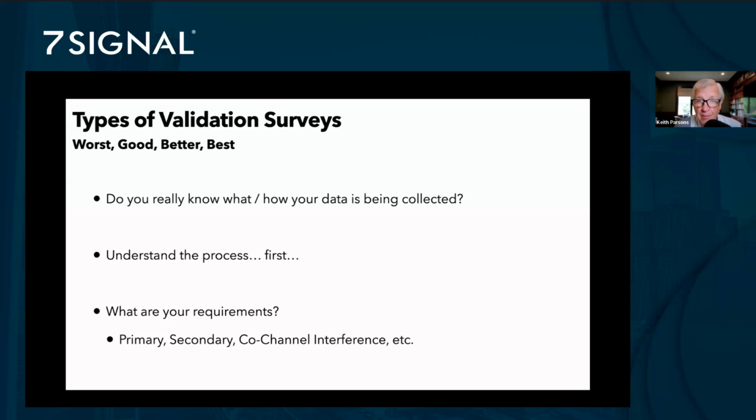So first we have to understand the process of what's going to be happening here. We need to know what our requirements are. What's my primary signal strength? What's my secondary signal strength? What's my co-channel interference ranges? If you don't know your requirements, then you're kind of like Alice in Wonderland when she talks to the Cheshire Cat and he's like, where are you going? I don't know. Well, then any road will take you there. It doesn't matter what you collect in your validation survey if you don't have something to measure them against.